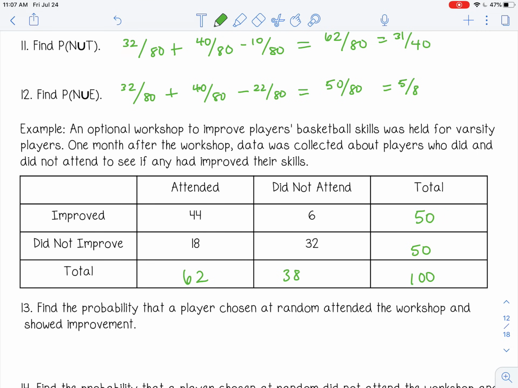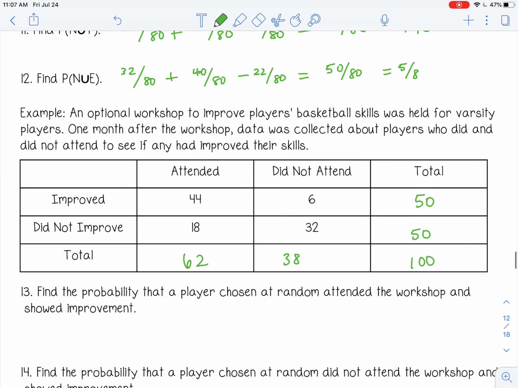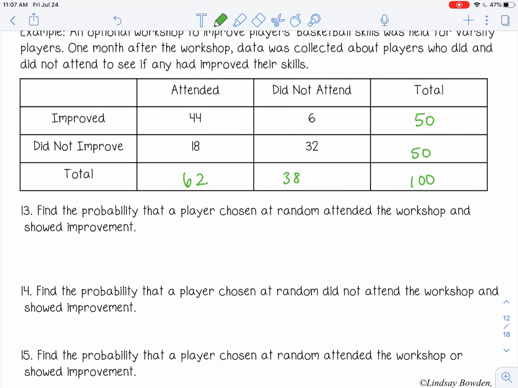An optional workshop to improve players' basketball skills was held for varsity players. 1 month after the workshop, data was collected about the players who did and did not attend to see if any had improved their skills. So these are, again, unions and intersections, but they're just in words instead of symbols. So find the probability that a player chosen at random attended the workshop and, I bet that's going to be important, showed improvement. So this is an and problem, which means it is an intersection.